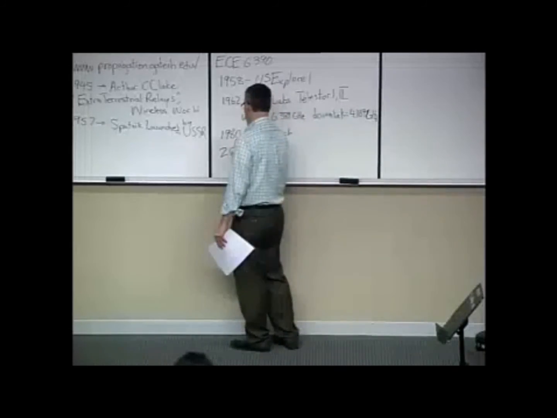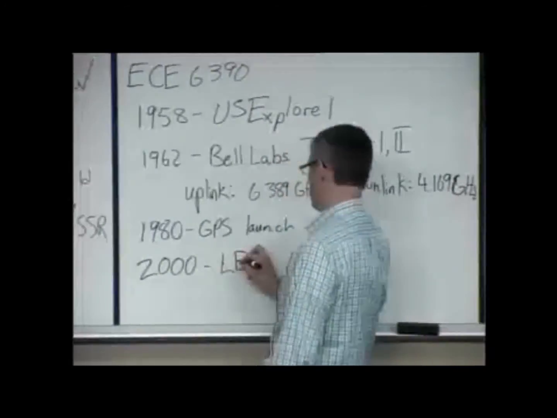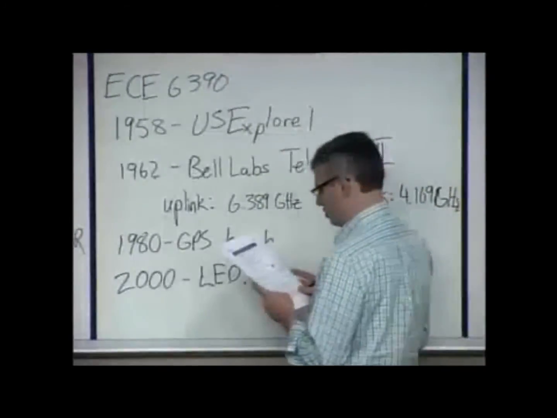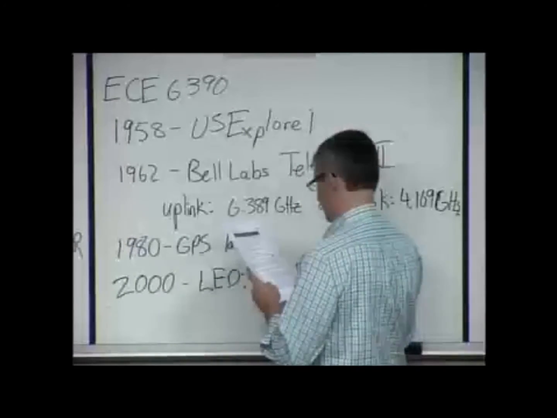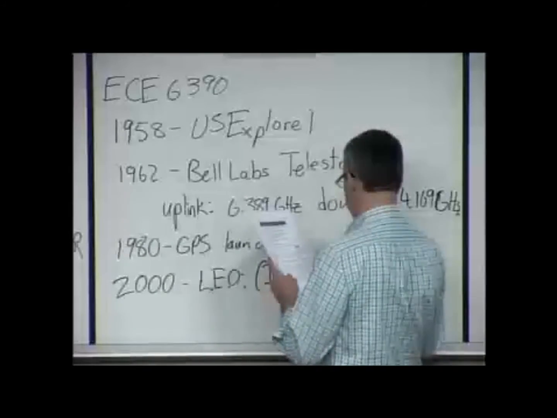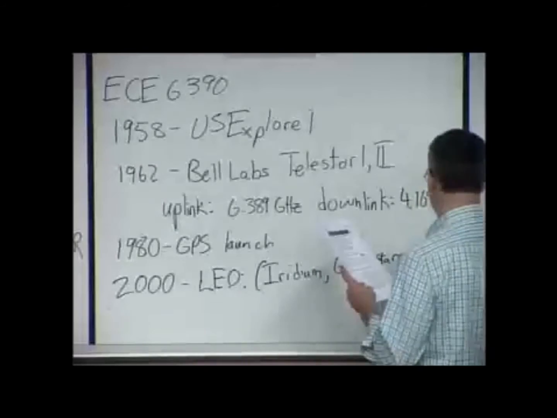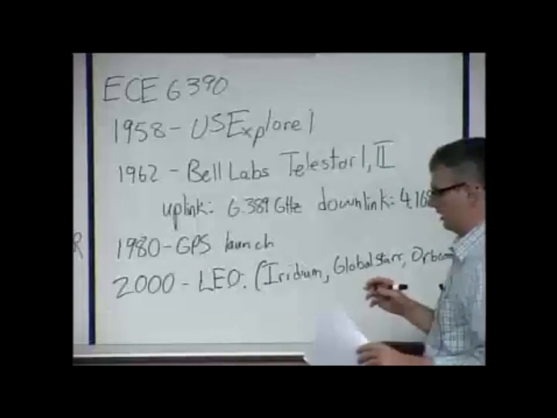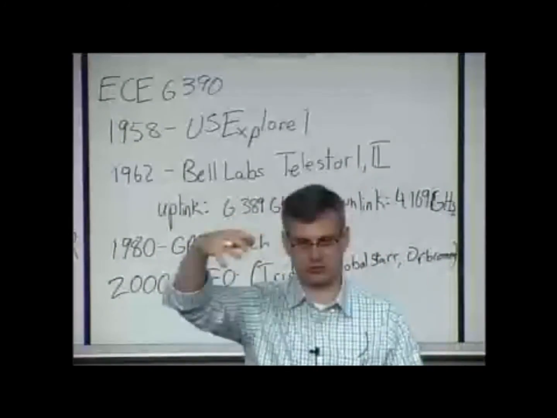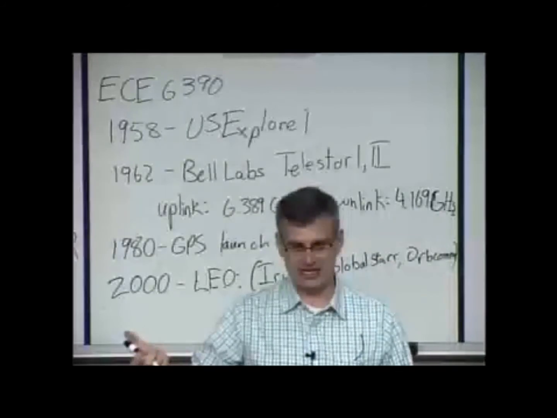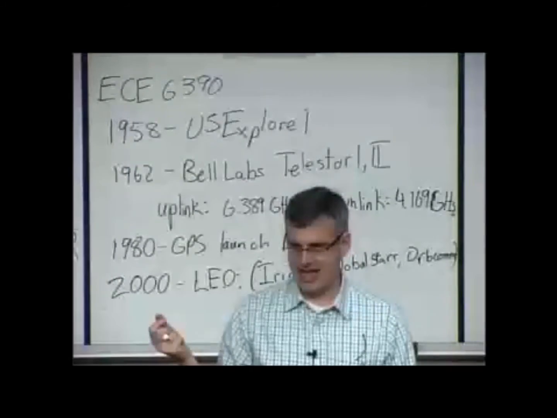And then in 2000, you had a lot of low Earth orbit, LEO, satellite systems launched, like Iridium, Globalstar, Orbcomm was another one. These are constellations of 60, 70, 80 low Earth orbit satellites that are providing global coverage to anyone with a personal handheld handset.